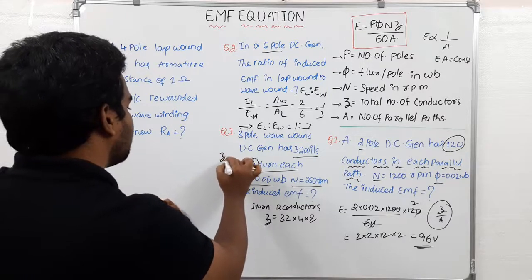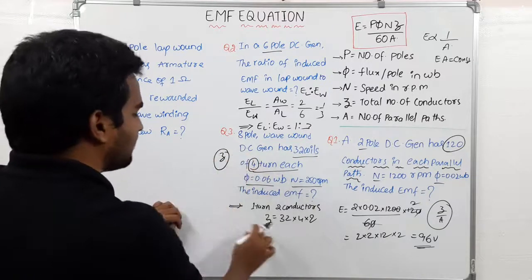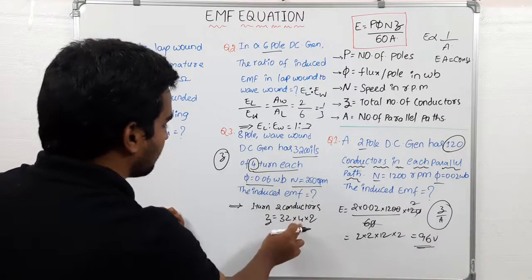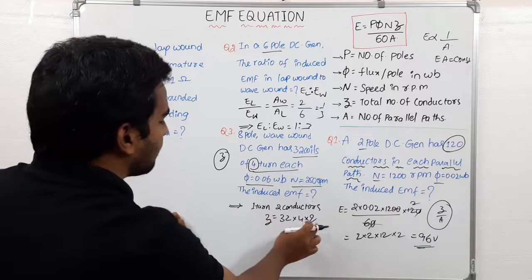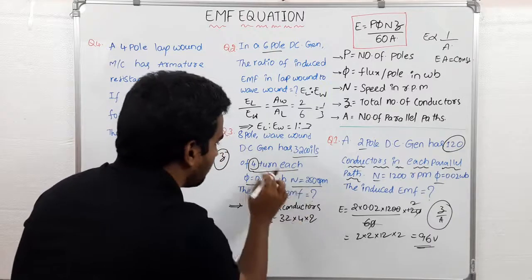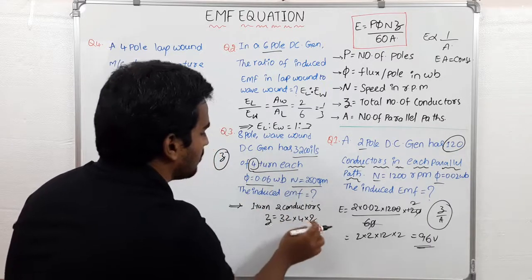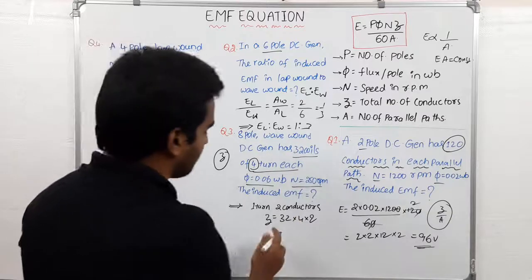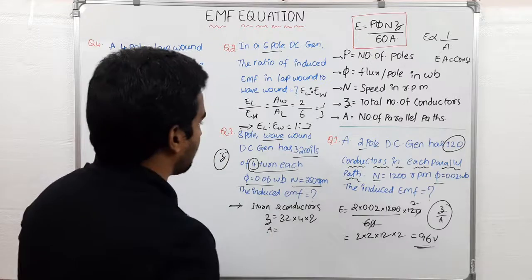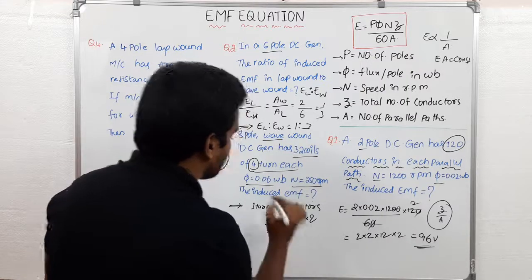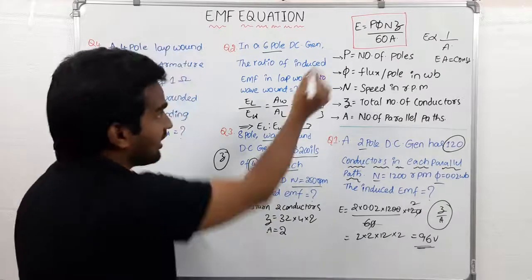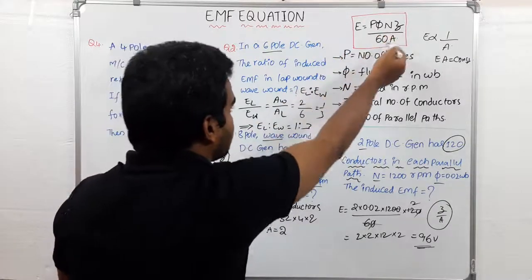We found the Z value first: 32 is the number of coils, 4 is the number of turns in each coil, and 2 is the number of conductors in each turn. So 32 coils into 4 turns into 2 conductors in each turn. And it is a wave wound machine, so A equal to 2. So what will be the value of generated EMF? EG equal to P phi N Z by 60A.